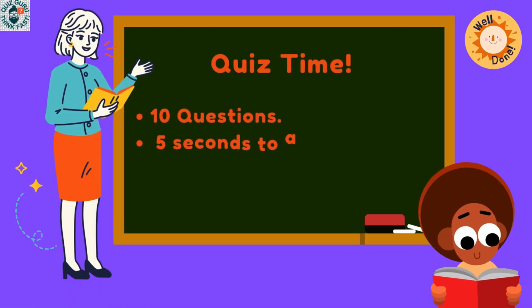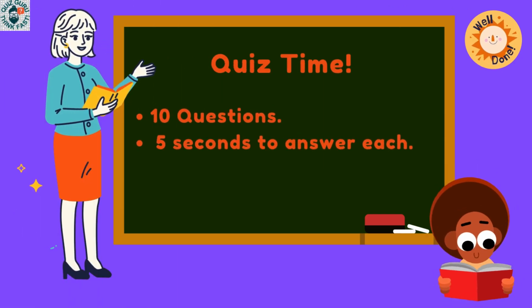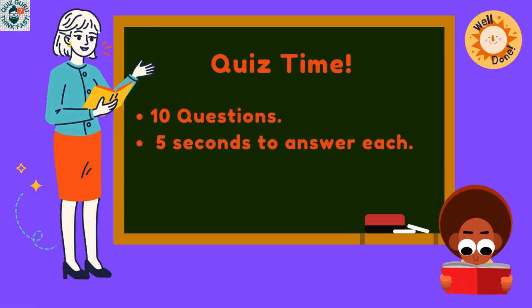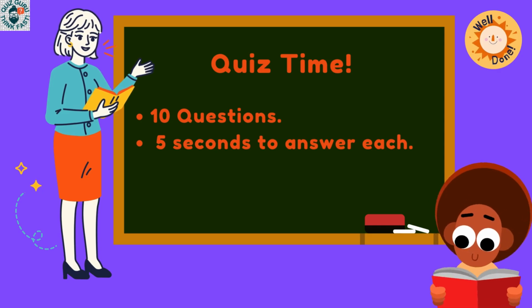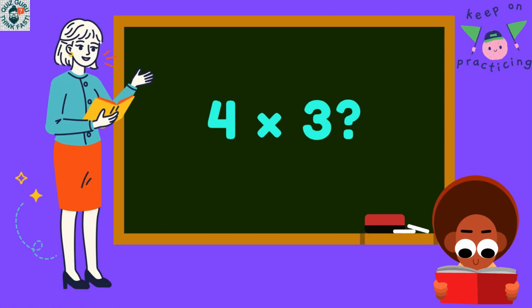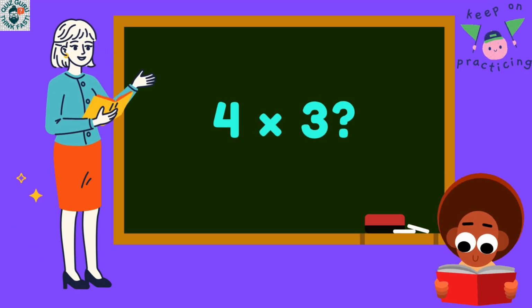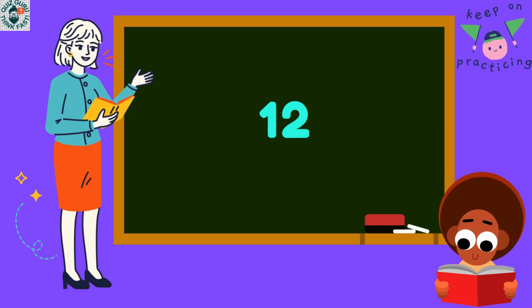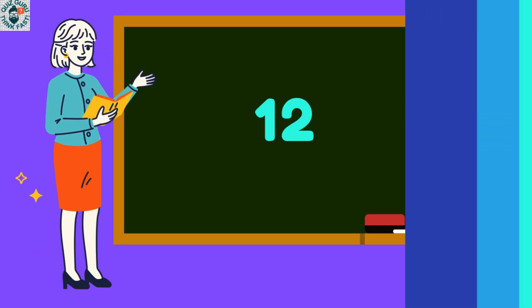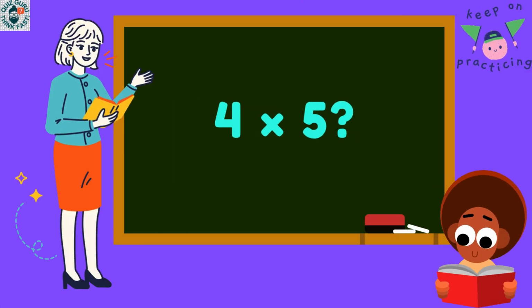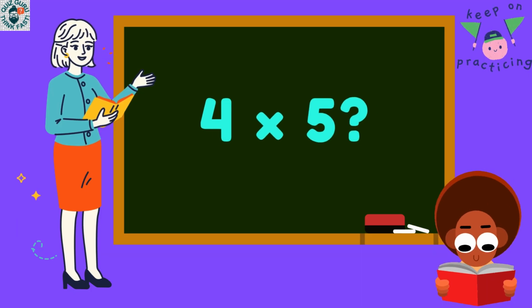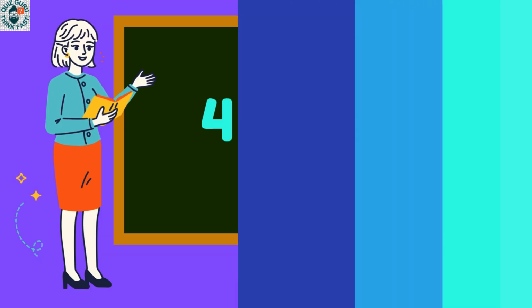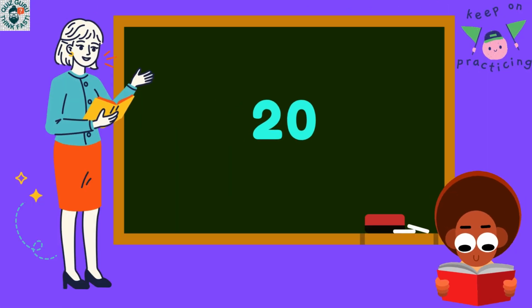Let's see how well you remember the 4 times table. You'll get 10 questions and just 5 seconds to answer each. Let's begin. What is 4 times 3? It's 12. What is 4 times 5? It's 20.